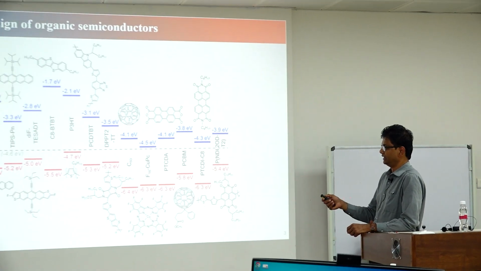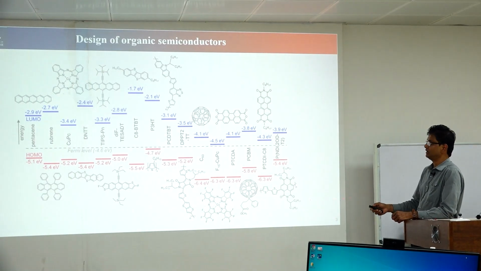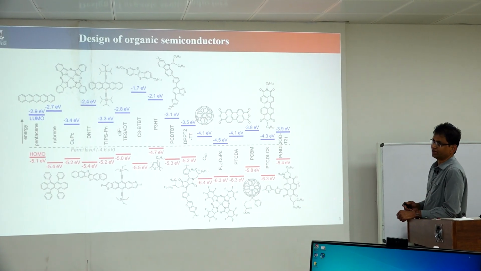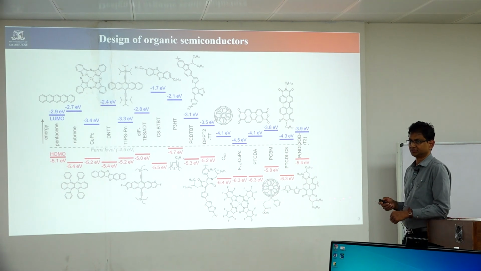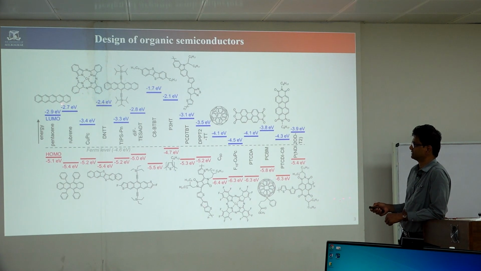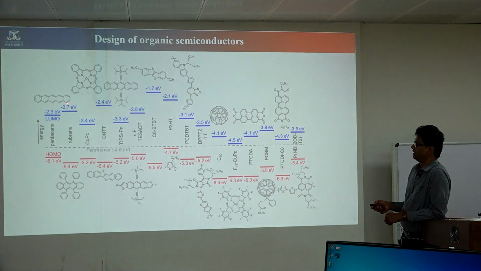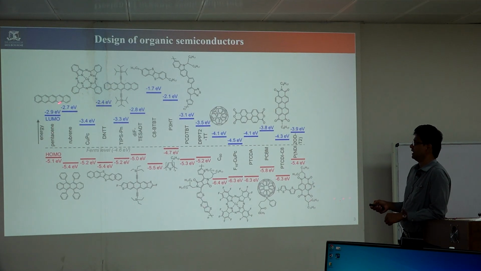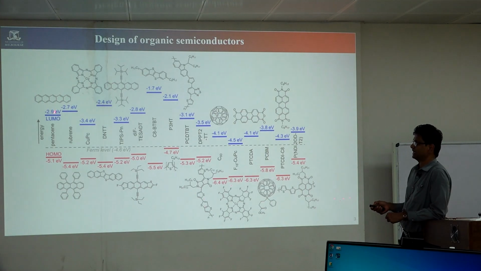This slide shows a library of different organic semiconductors. When this field started, the very first material was pentacene. It's called pentacene because penta means 5, as you know: five benzene rings are fused together. It's called an acene structure.